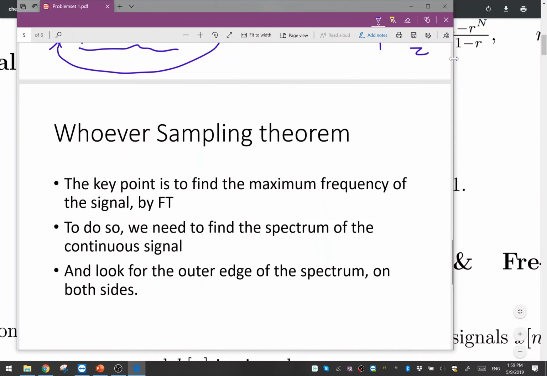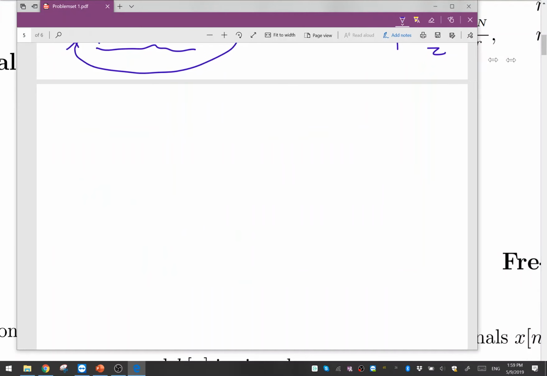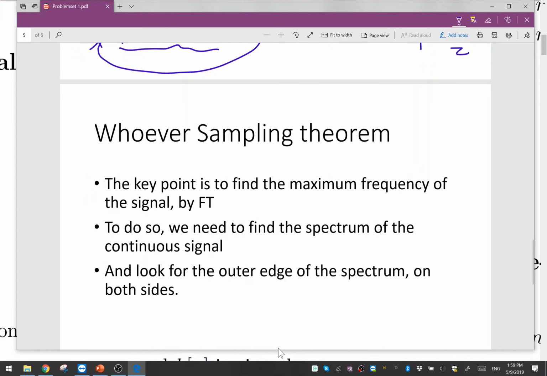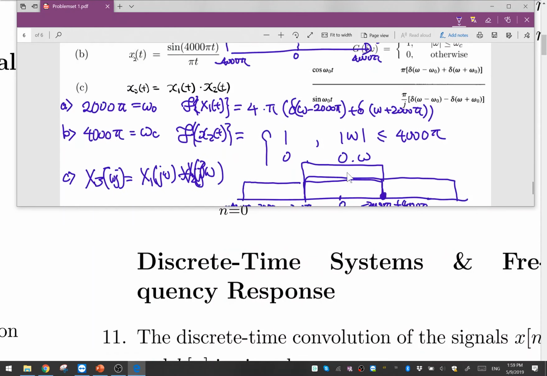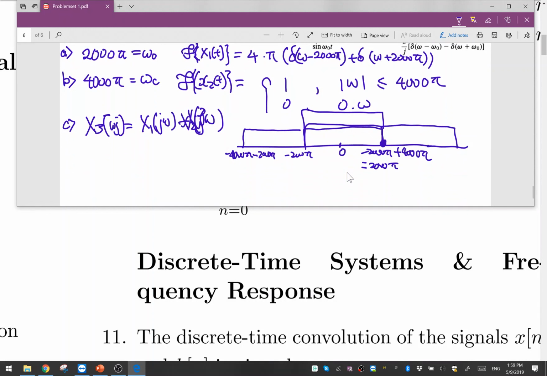So let me move this up a little bit so you guys can see. Okay, I guess you can see it now. So we only care what the frequency is here on the boundary. So this one is 2000 pi plus 4000 pi. Here is minus 4000 pi minus 2000 pi. Here is 2000 pi plus 4000 pi. So the absolute value is the same. So omega max is 6000 pi.